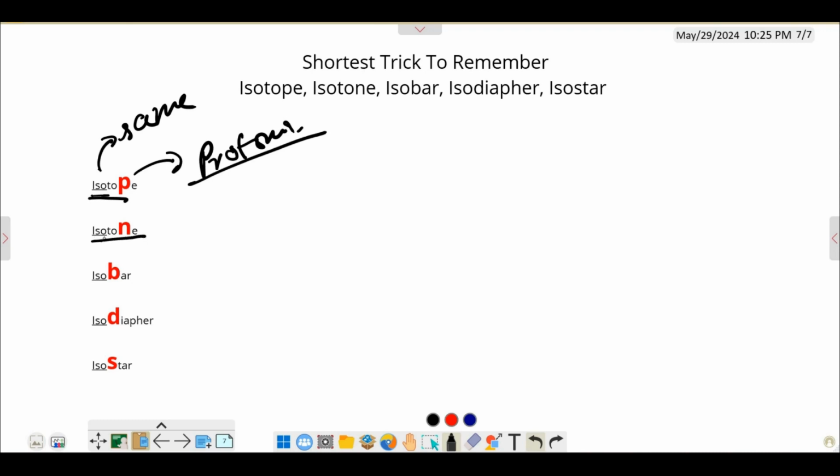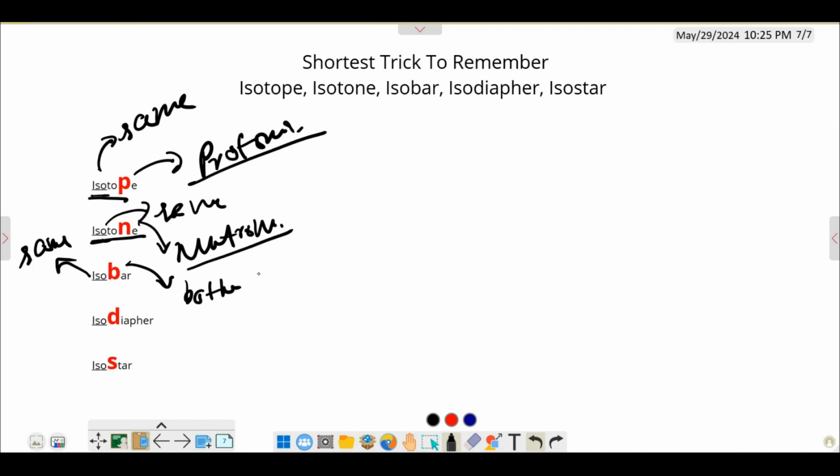Now in isotones, iso means same and this N means neutrons. So atoms with the same number of neutrons can be considered isotones. In isobars, iso means same and this B means both neutron plus proton. So where the sum of neutrons plus protons is the same, those are called isobars. Or you can say where the mass number is the same, because the sum of neutrons plus protons is the mass number. So atoms which have the same mass number can be considered isobars.